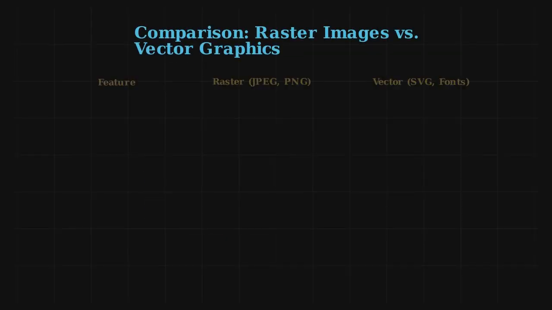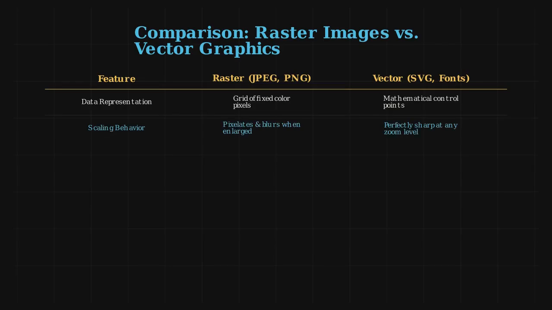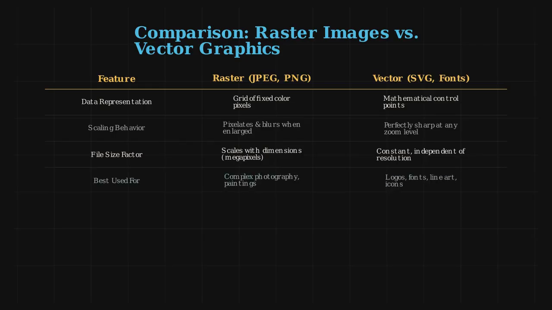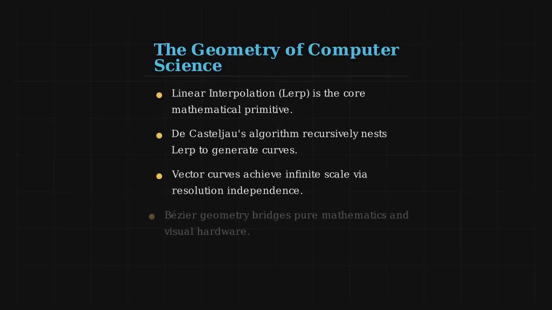This mathematical representation is incredibly efficient. A raster image grows in file size with every increase in resolution. A vector curve, however, requires only the coordinates of its control points. It takes the exact same amount of memory to store a letter whether it's on a mobile screen or a billboard. Bezier curves elegantly bridge pure geometry and computer science.